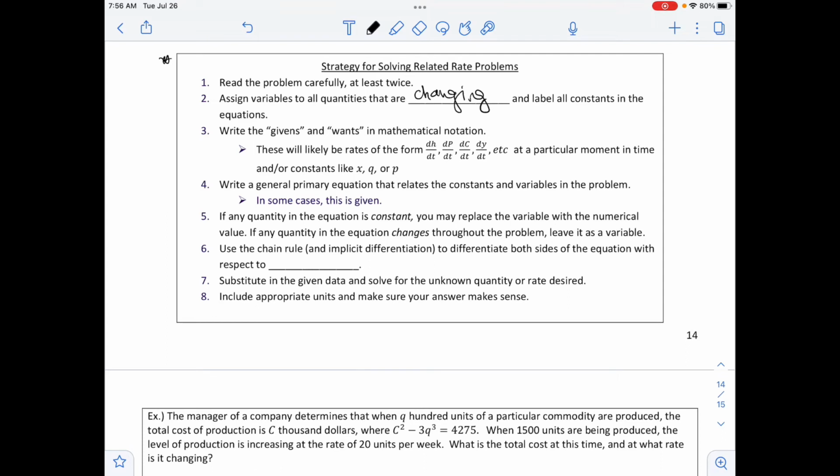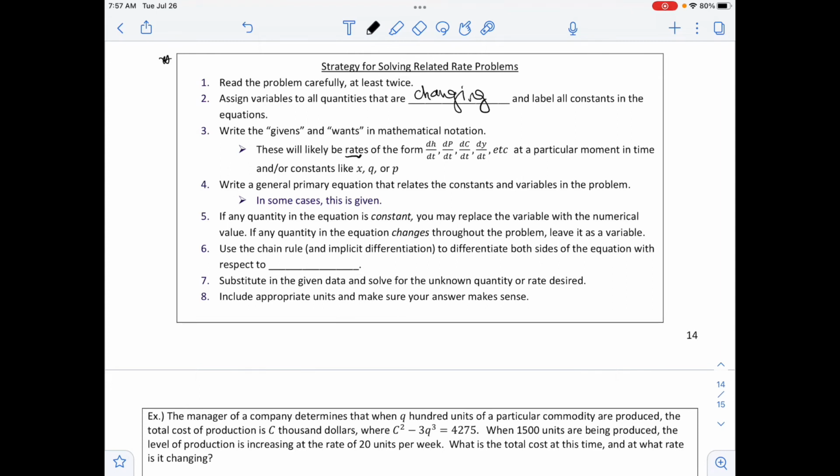Write the givens and the wants in mathematical notation. So these are likely going to be rates. And remember, again, rates are derivatives of the form. It depends on what variables you're describing. So maybe it's with respect to time, so use dt. Maybe it's talking about height, so use dh, and etc., depending on how you label it. So at a particular moment in time, and or constants like x, q, or p.